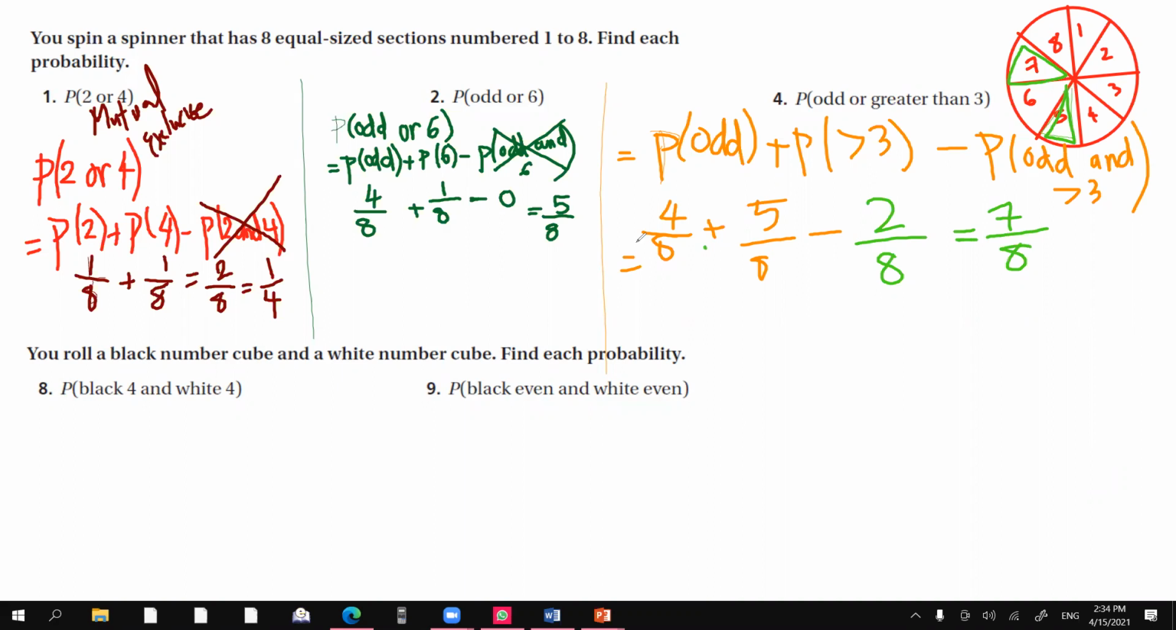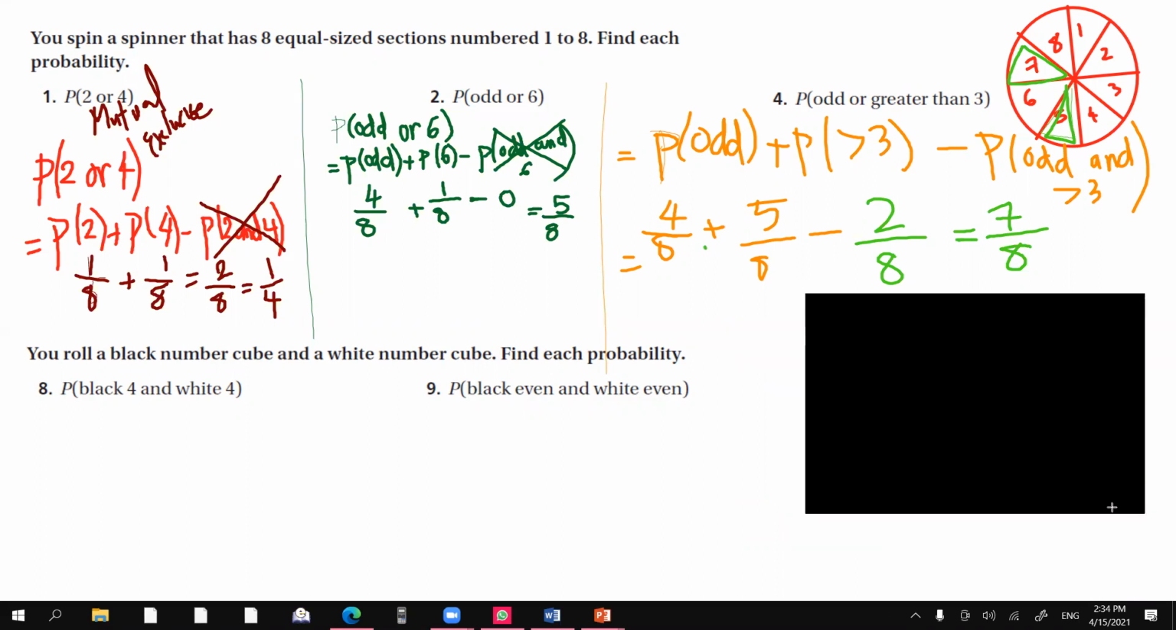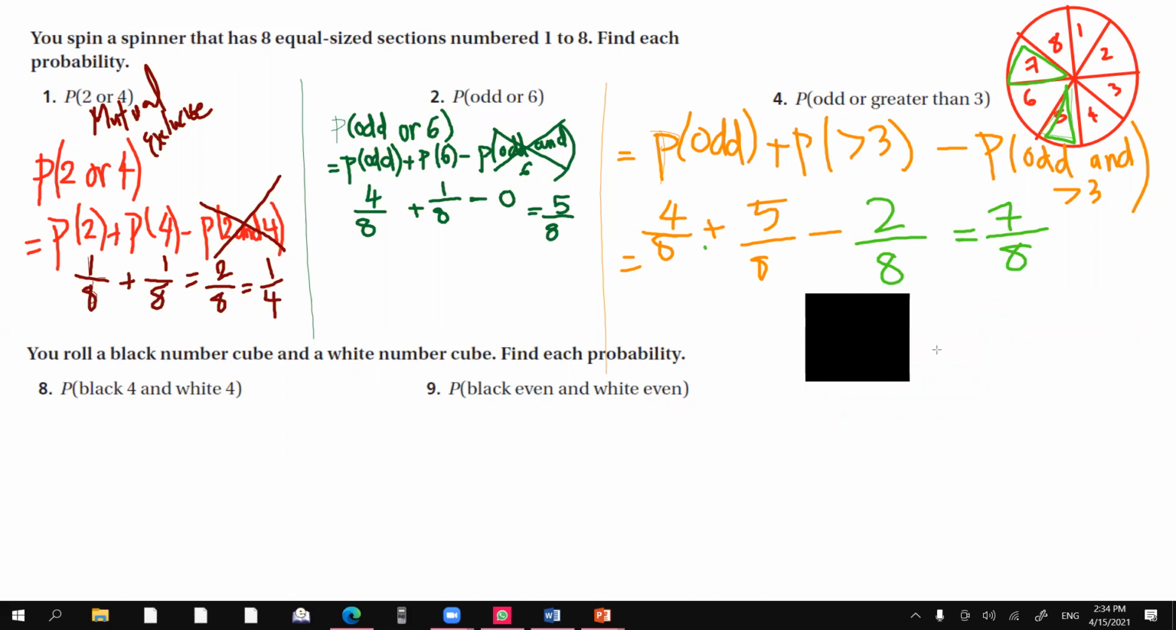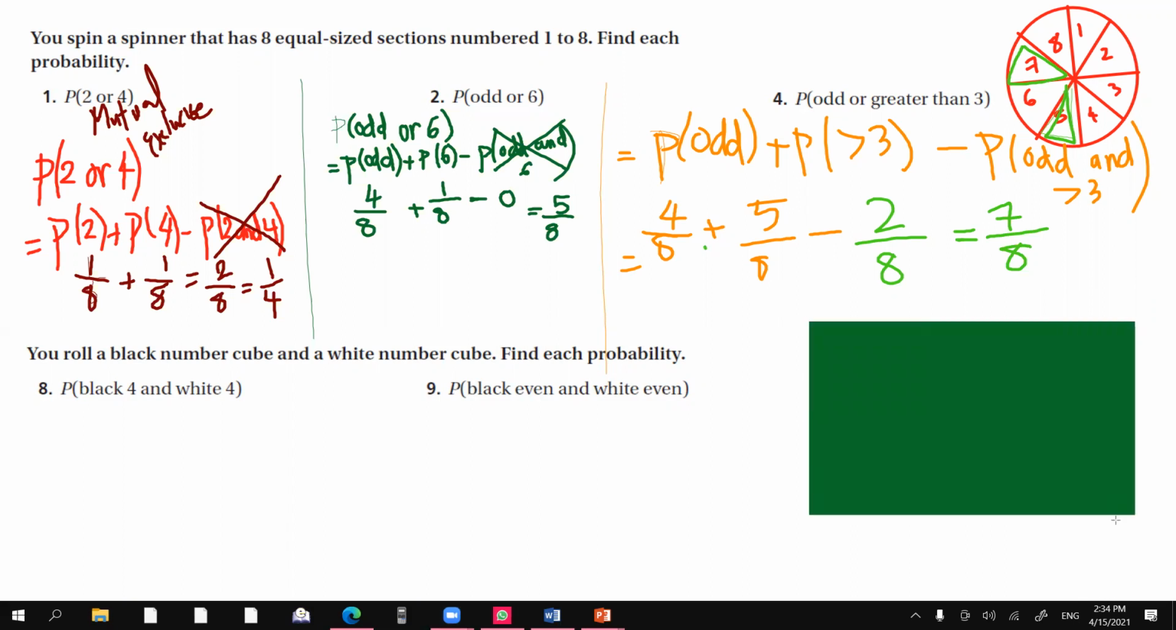Now, here, you roll a black number cube and a white number cube. Find each probability. Now here, what did you have? Let's draw them. You have a black and you have a white number cube.